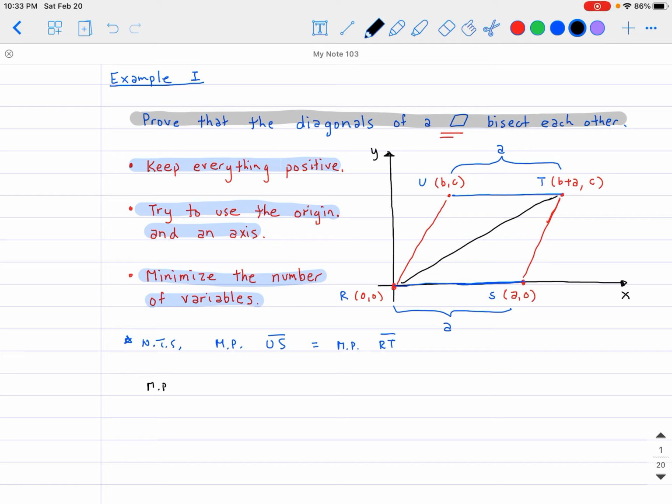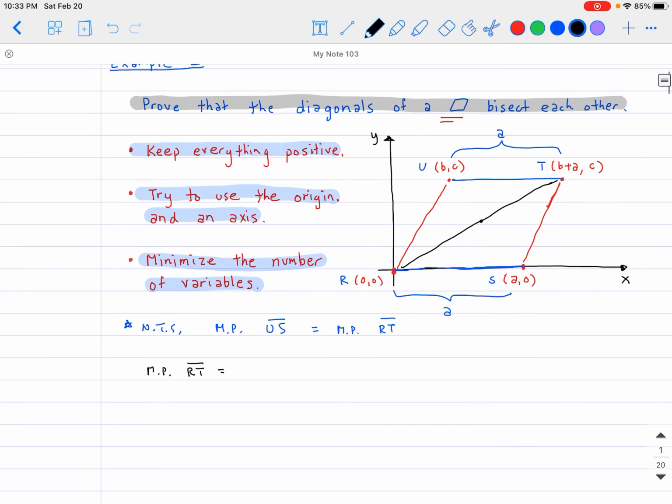So the midpoint of RT, according to what we've learned about how to solve for the midpoint, remember, it's going to be the middle of the x values and the middle of the y values. So midpoint theorem, we basically went through that, right? According to that picture then, it's going to be b plus a and then plus 0 over 2. And then for the other one, it's going to be c plus 0 over 2. So if we were to clean that up, that is just simply going to be b plus a over 2 and then c over 2.